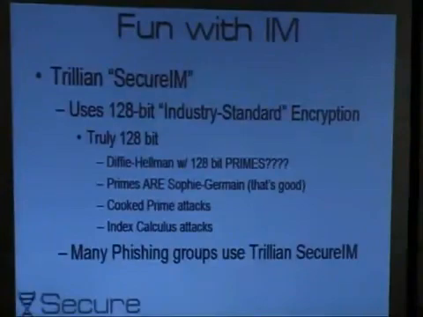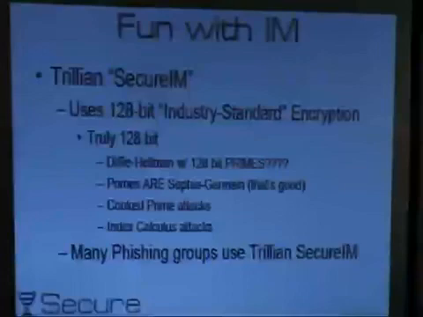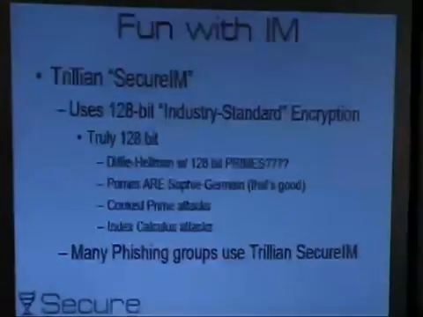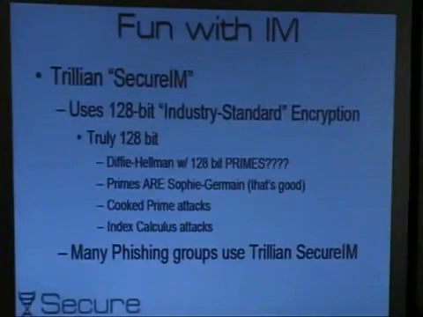The second attack that you can do is an index calculus attack, where you take a linear sieve and do prime minus 1 divided by 2, and then make all primes to that, make a matrix, and then you calculate smooth relations, and you can actually solve the keys for that possible prime set. The good thing about this is many phishing groups use Trillian Secure IM.